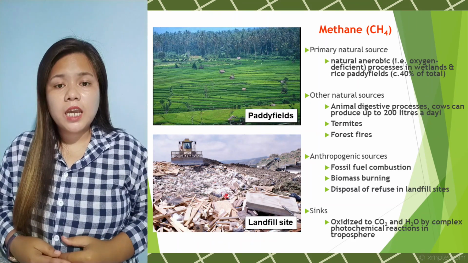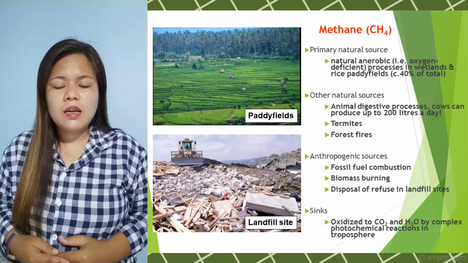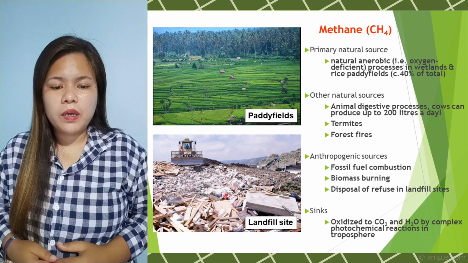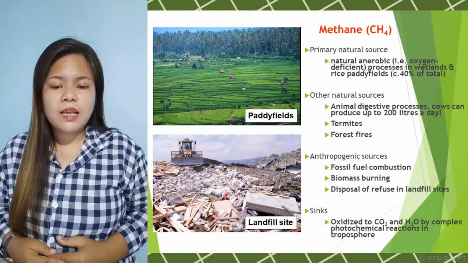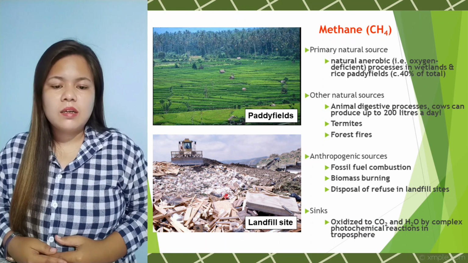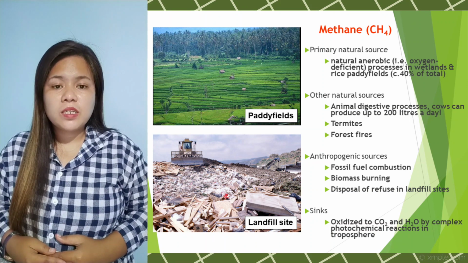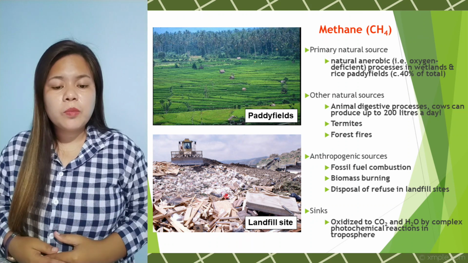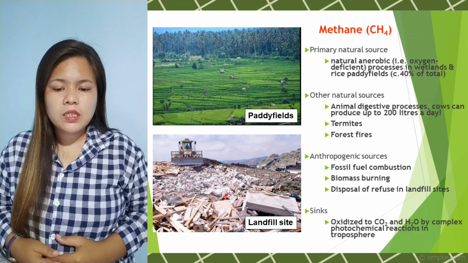Methane, or CH4. Its primary natural source is natural anaerobic processes, for example the oxygen-deficient processes in wetlands and rice paddy fields. Other natural sources are animal digestive processes. Cows can produce up to 200 liters a day. Then the termites and the forest fires.